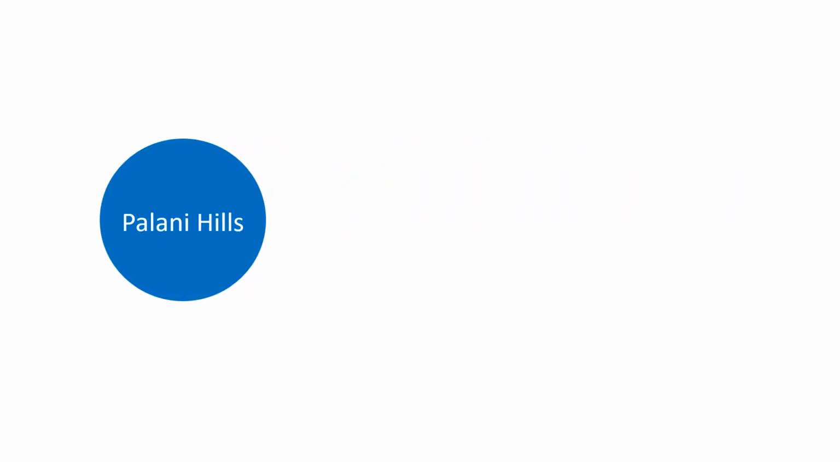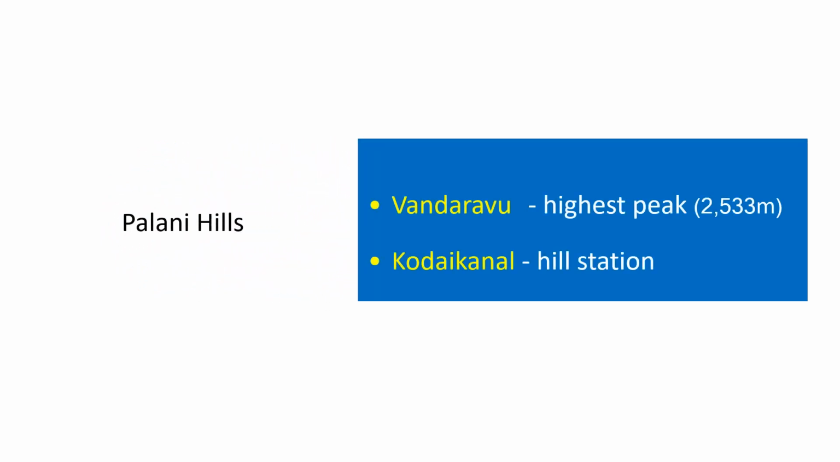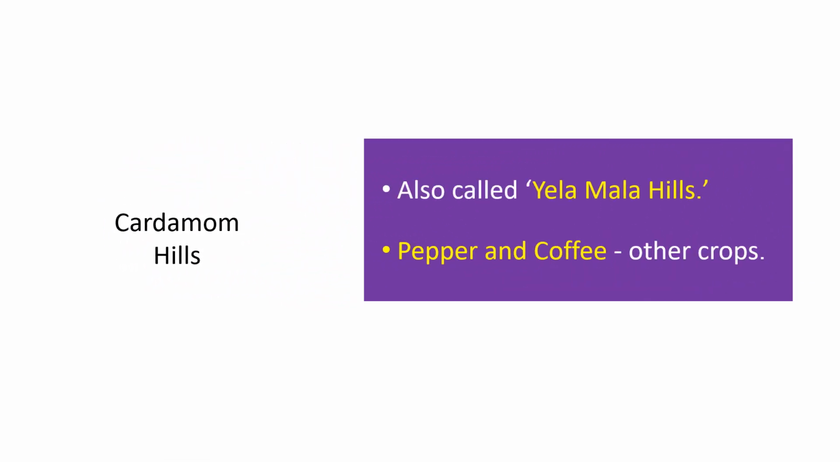Palani Hills. Vandaravu is its highest peak. Its famous hill station is Kodaikanal. Cardamom Hills. They are also called Yelamalai Hills. Pepper and coffee are grown here.